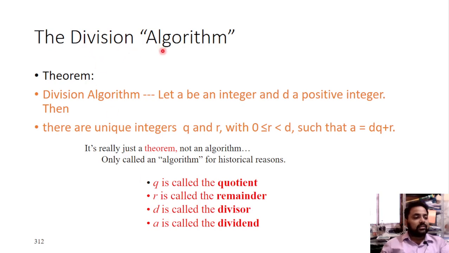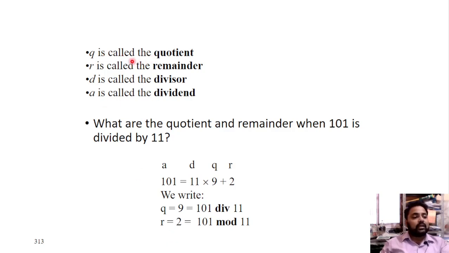The division algorithm says: let a be an integer and d a positive integer, then there are unique integers q and r with r greater than or equal to 0 and less than d, such that a is equal to dq plus r. It is really just a theorem, not an algorithm, only called an algorithm for historical reasons. Here q is called the quotient, r is called the remainder, d is called the divisor, and a is called the dividend.